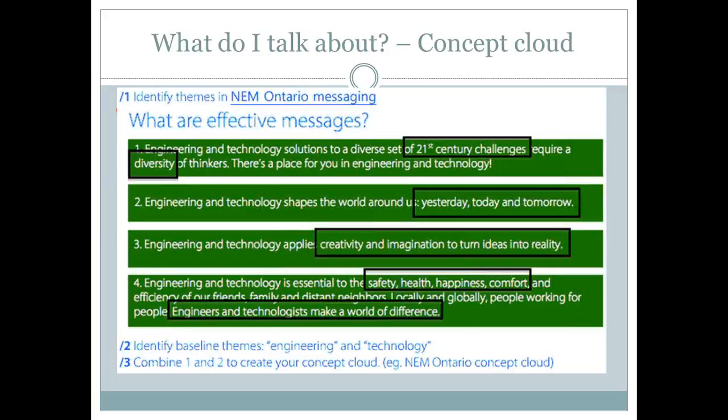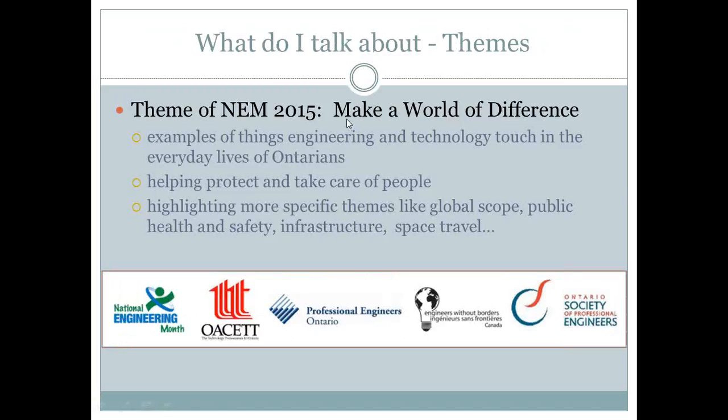Finally, health, safety, and happiness. I know I mentioned that's very important to a lot of us, the way that engineering and technology influence our quality of life, and the way that engineers and technologists make a world of difference. So that's the theme of our campaign. You may have heard this already. It was the same theme as last year in 2014, and we decided to keep it. It's the theme for the entire National Engineering Month, all the way across the country. In every province, this is the theme they're working with.